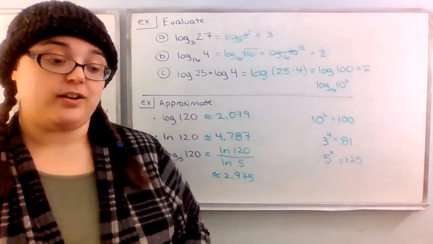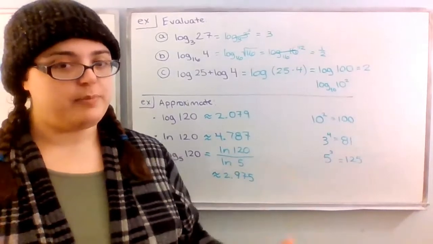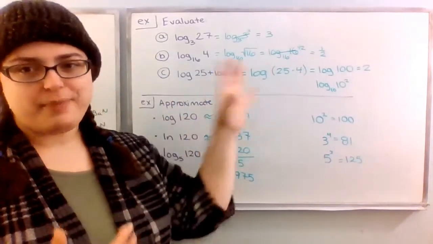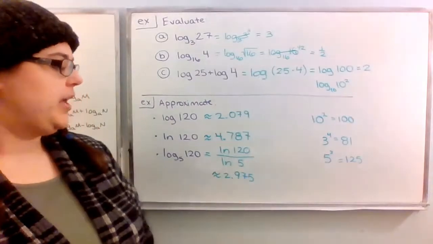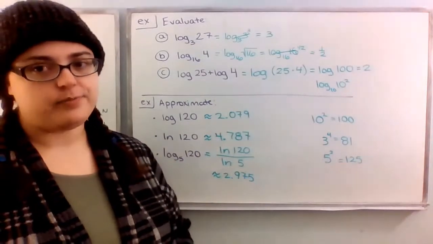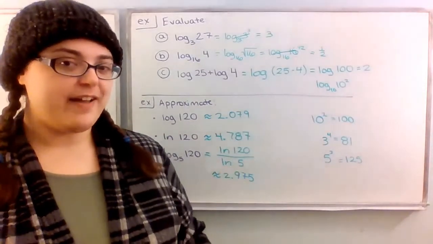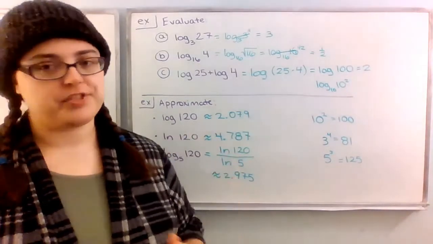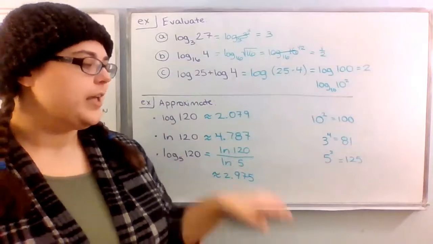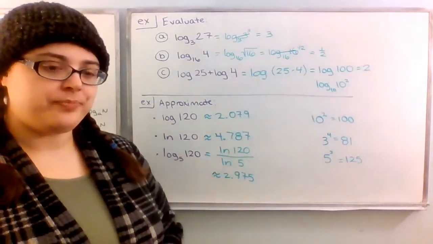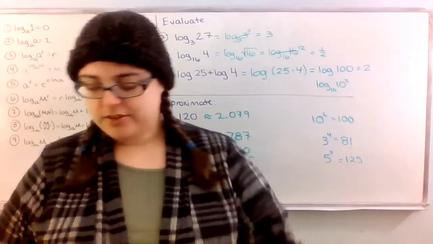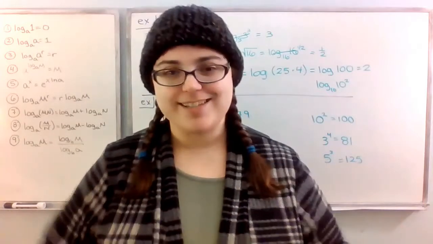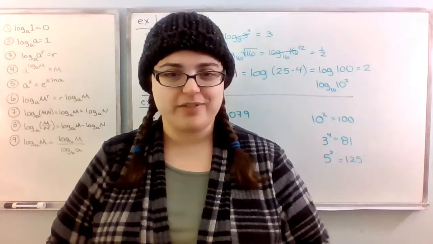Now, if your calculator does allow you to input different bases, then you would just go to math, choose the correct menu item, and input your base of 5. But if your calculator doesn't have that, then you're going to need the change of base formula. So if you're using just a regular scientific calculator, that's what you're going to need to use. All right, so that concludes this video on these additional properties of logarithmic functions.